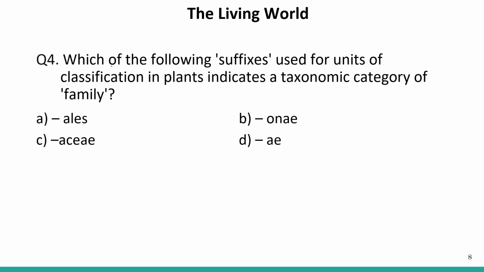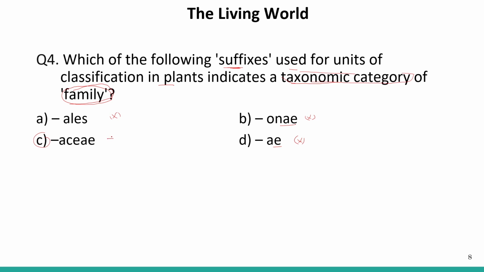Now the next question is, which of the following suffixes, which comes at the end, used for units of classification in plants indicates the taxonomic category of family? So they are talking about the family here. Family is a taxonomic category. It is a rank or group of organisms. First is ales, which is not correct. Then we have on, not correct. Ne, AE, this is also not correct. For the family, option C is correct.